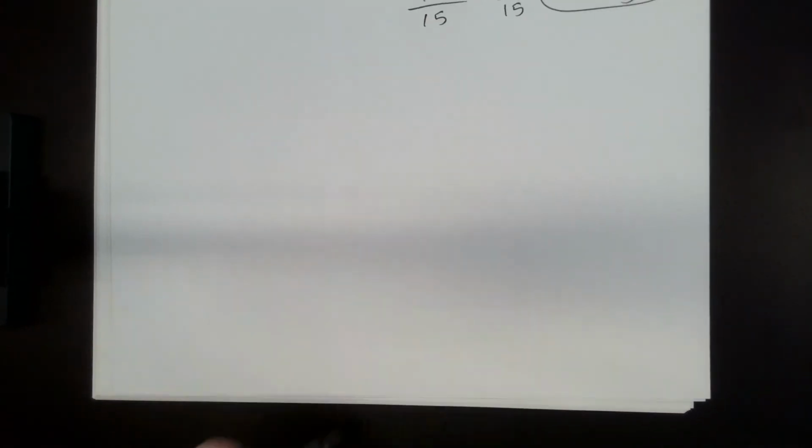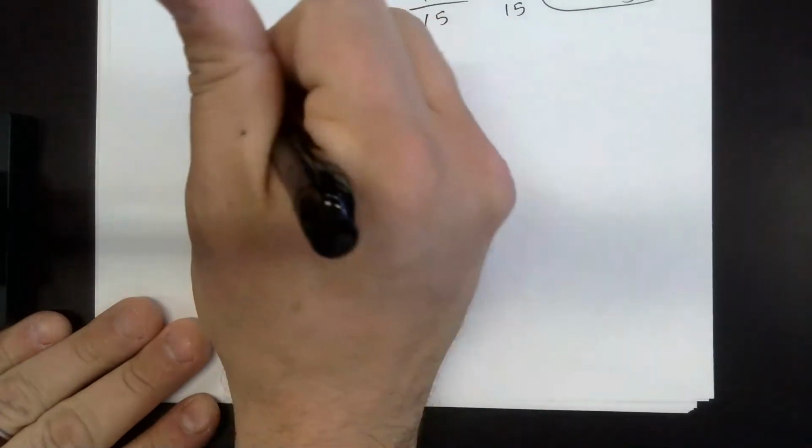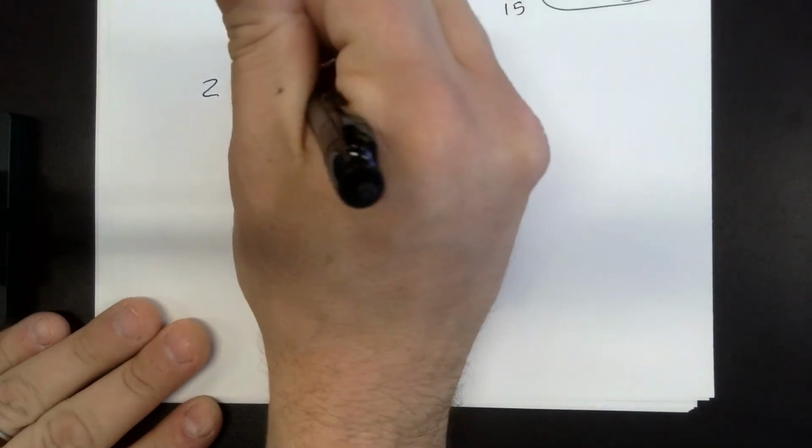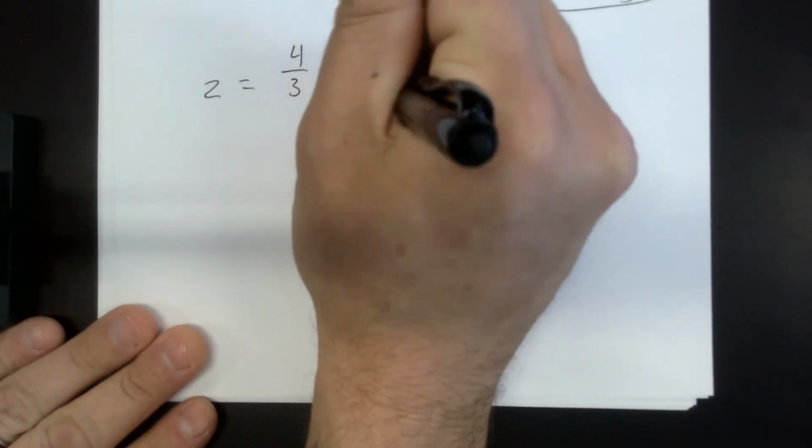Okay? So let's do another one. 2 equals 4/3 minus 5 over x.